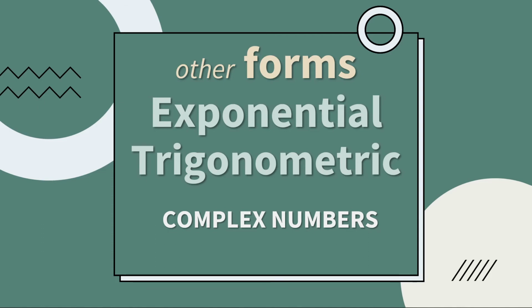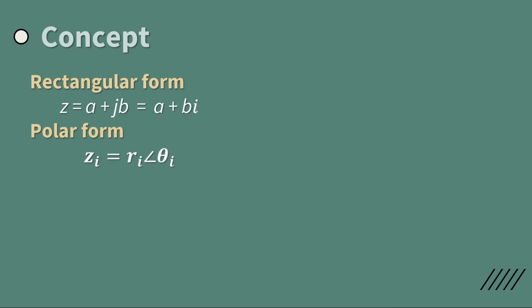Other than rectangular and polar forms, we also have exponential and trigonometric forms for complex numbers. So we recall the rectangular form in this format: a plus jb, or a plus bi. Then we have the polar form, where you have the modulus r and the angle or argument theta.